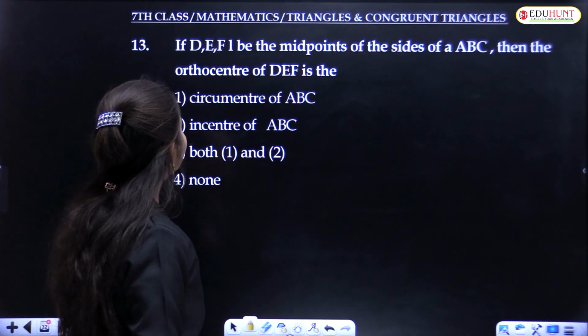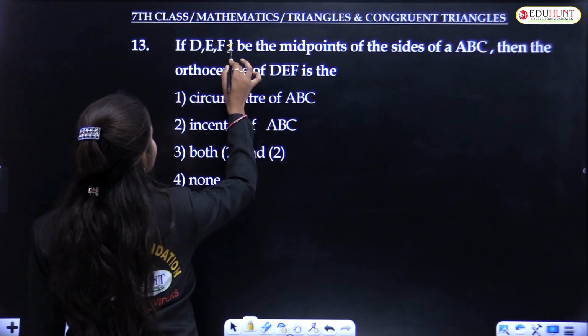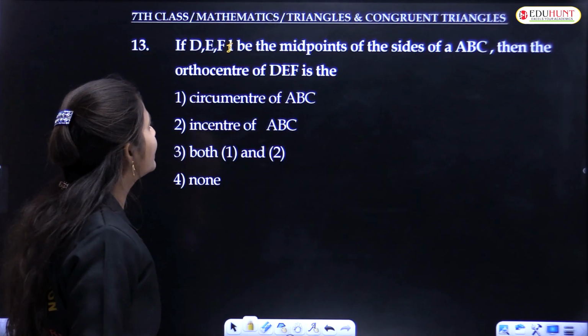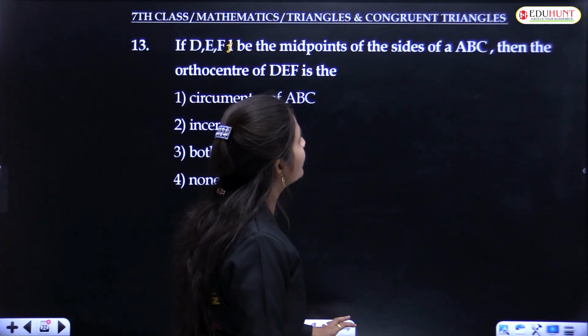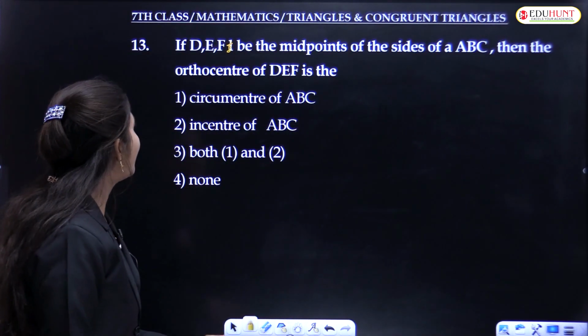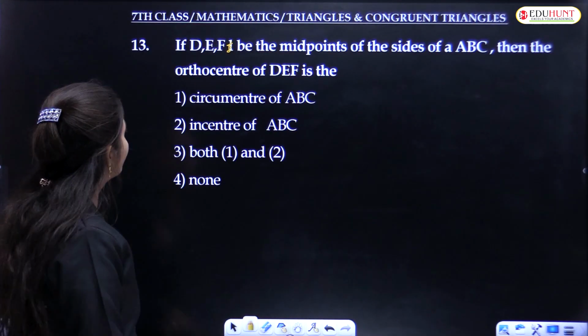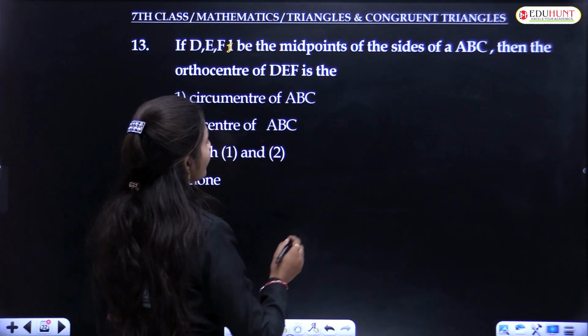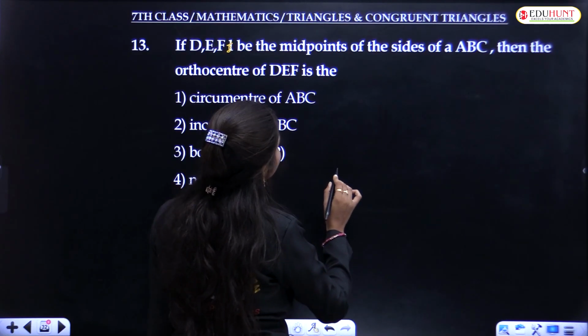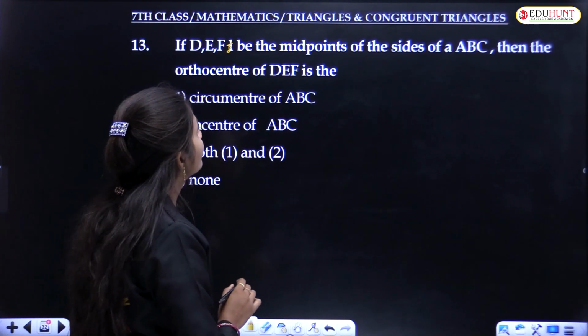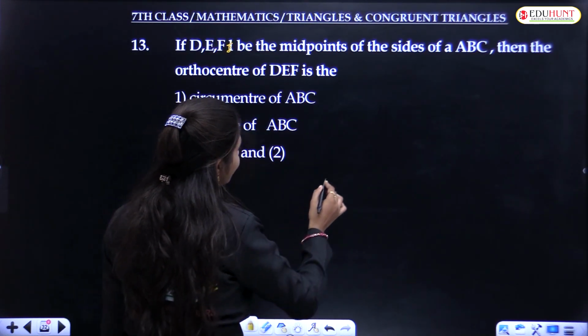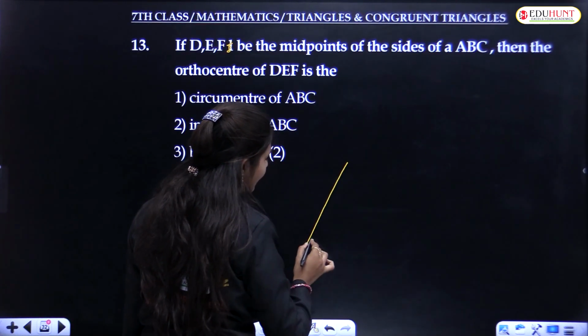And here DEF. DEF are the midpoints of the sides of a triangle ABC. Then the orthocenter of DEF is the, okay. So here DEF are the midpoints they are saying, the midpoints of the triangle ABC. So first we have to take the triangle ABC.